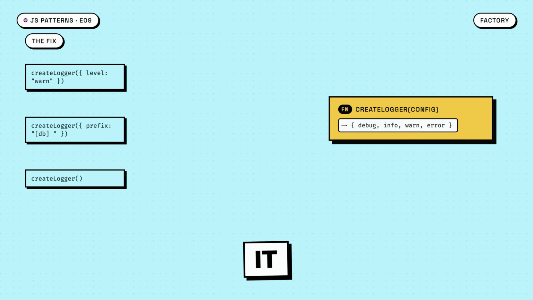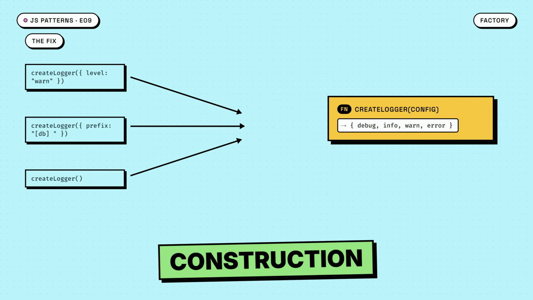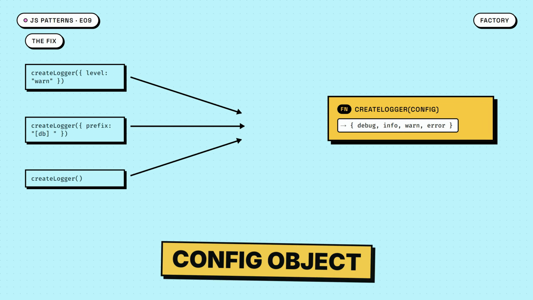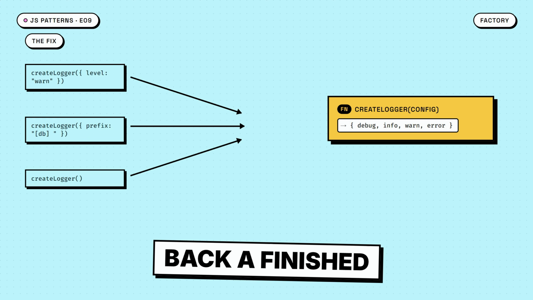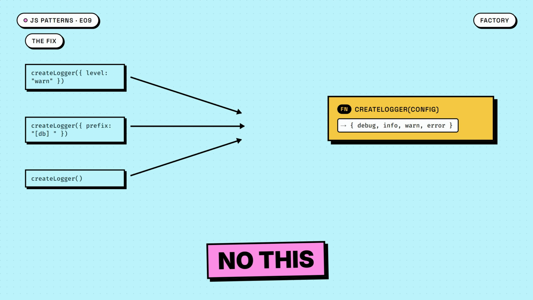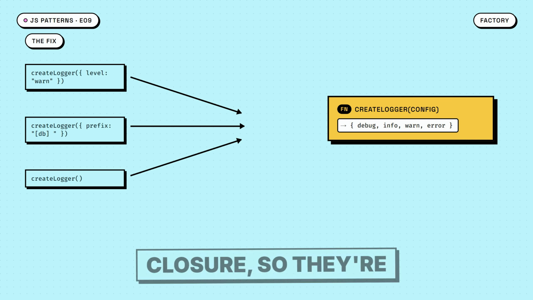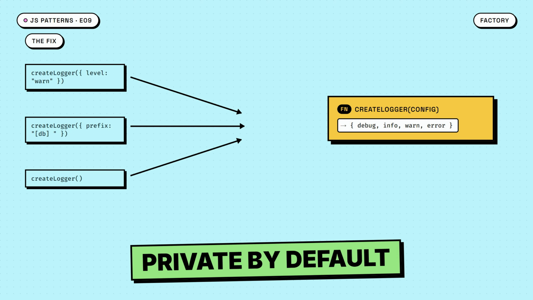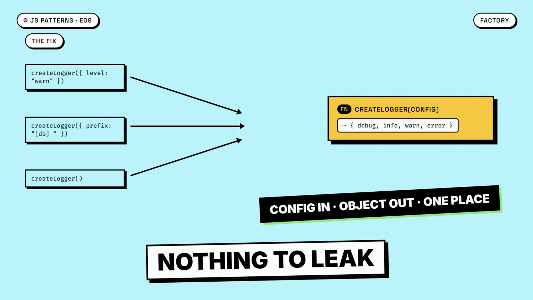A factory fixes it. One function owns construction. You call createLogger with a config object, and it hands back a finished logger. No new, no this. The internals are captured in a closure, so they're private by default. There's no class, nothing to leak.